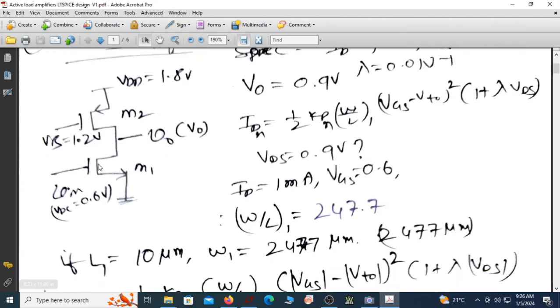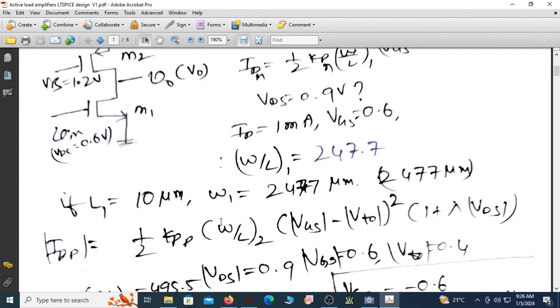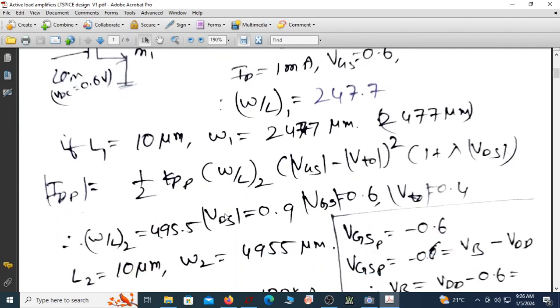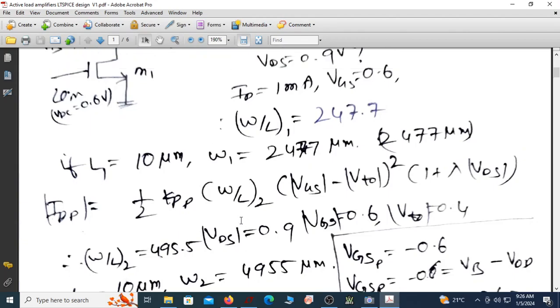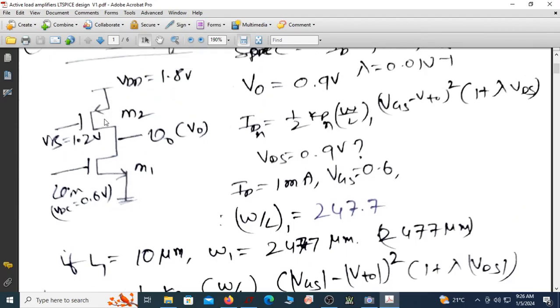With the assumption of length as 10 micro, the width of the first transistor becomes this, and as we saw in the previous case, the W/L of M2 will become 495.5. Since it is a PMOS transistor, we are taking the magnitude of VDS as 0.9. So why is it 0.9? As I explained in the previous video.